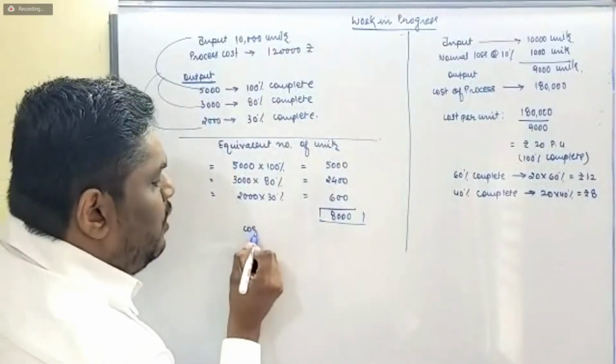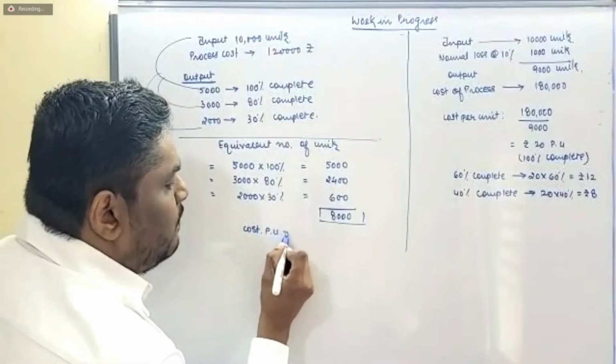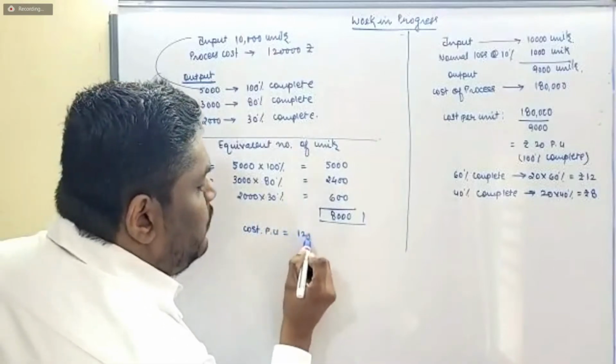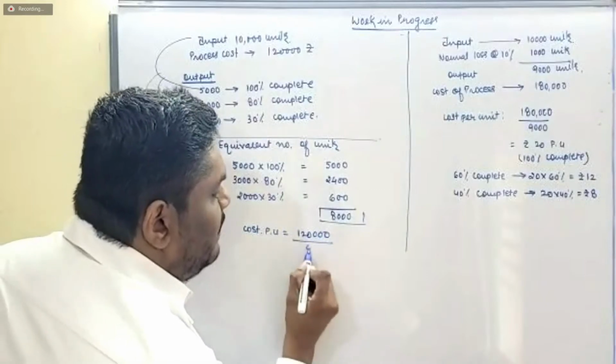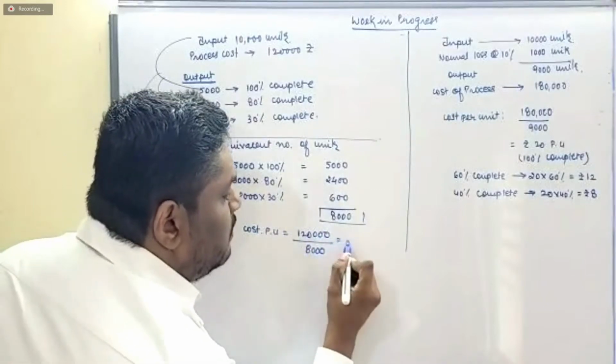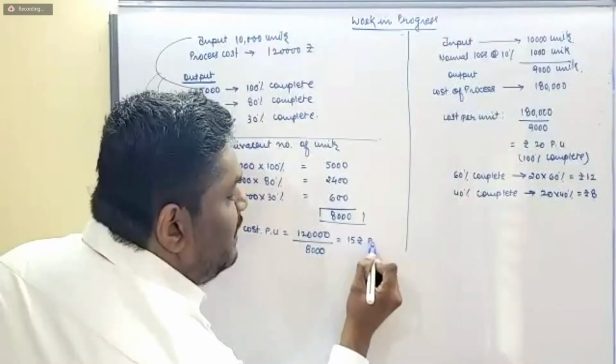Now we will calculate the cost per unit, that is 1,20,000 divided by 8,000. So this will be rupees 15 per unit.